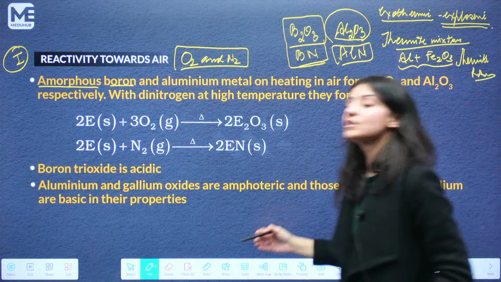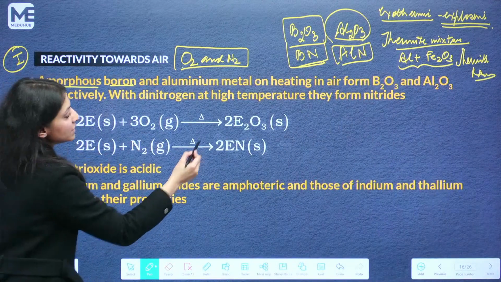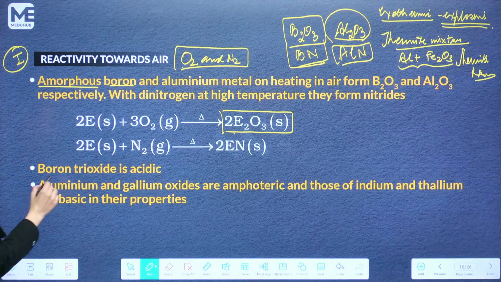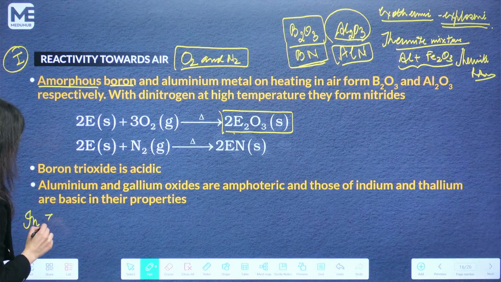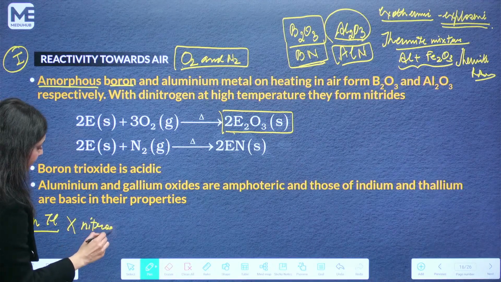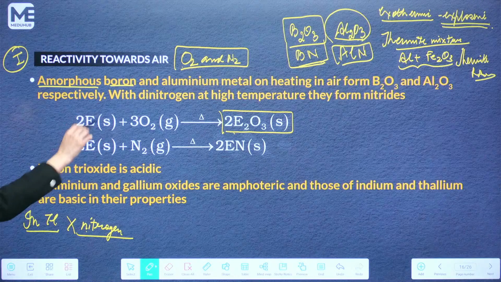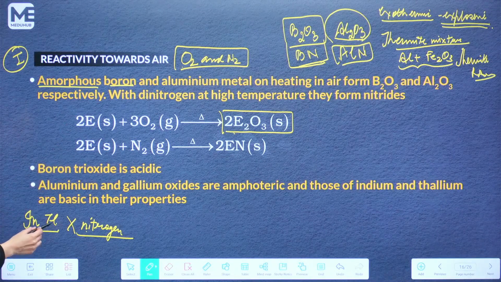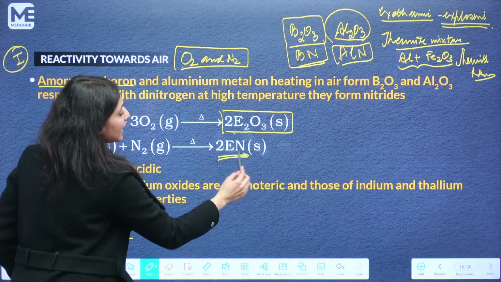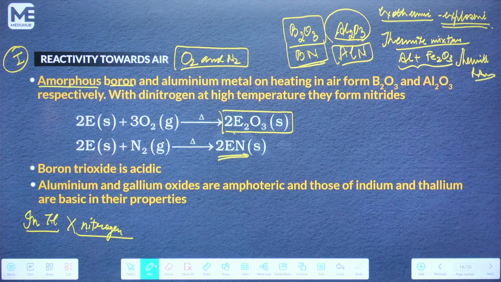The rest of the elements also react with oxygen giving us these oxides, and indium and thallium do not react with nitrogen. All the elements react with oxygen, just indium and thallium do not react with nitrogen, the rest of them react with nitrogen to give EN, where E is the element from group 13.